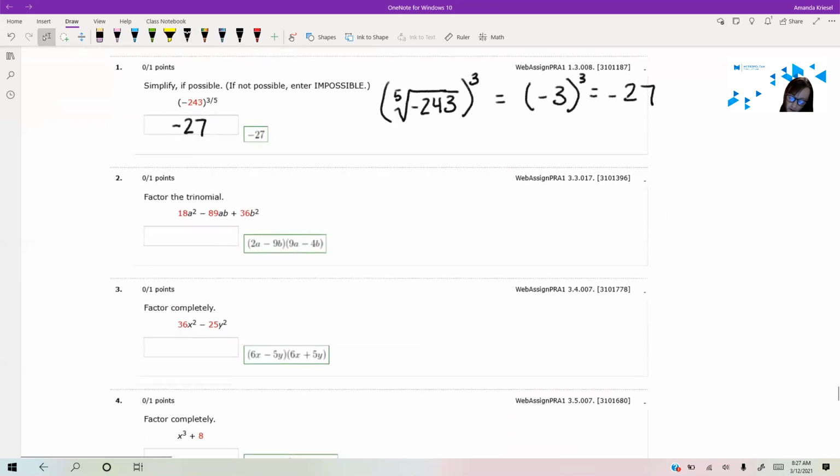We need to factor the trinomial. We have 18a squared minus 89ab plus 36b squared. When I look at this, one of the first things I look at is, is there a GCF I can factor out? And unfortunately, with this trinomial, there is no GCF that I can factor out. Next thing I look at is, do I have one of those special forms for a trinomial? And in this case, I don't see a special form.